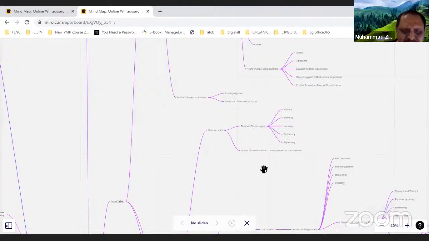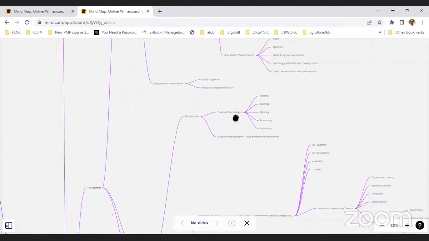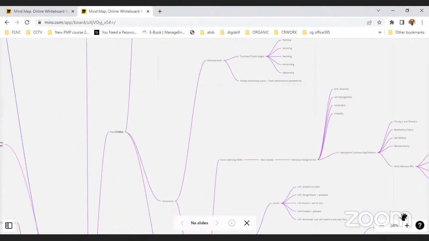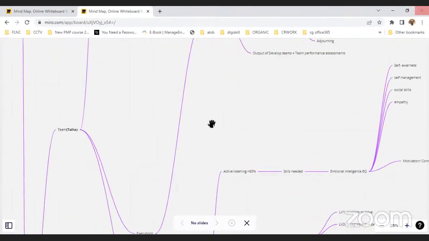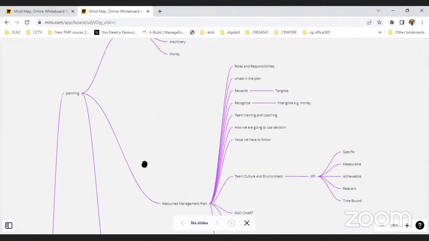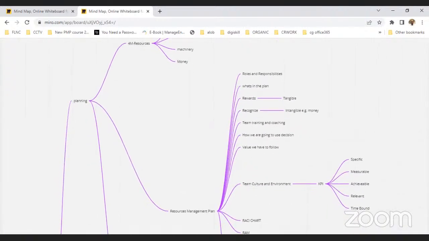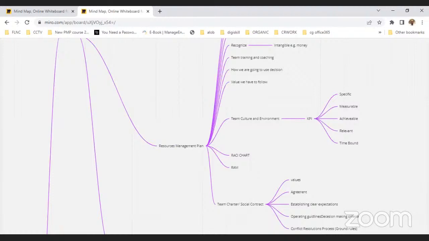Guys, we are having the teams. Inside that, there was planning. Inside the planning, there was the 4M, the four resources: manpower, material, machinery, and money. Inside the planning, there was a resource management plan. Inside that, we have the roles and responsibilities, and the plan for rewards.